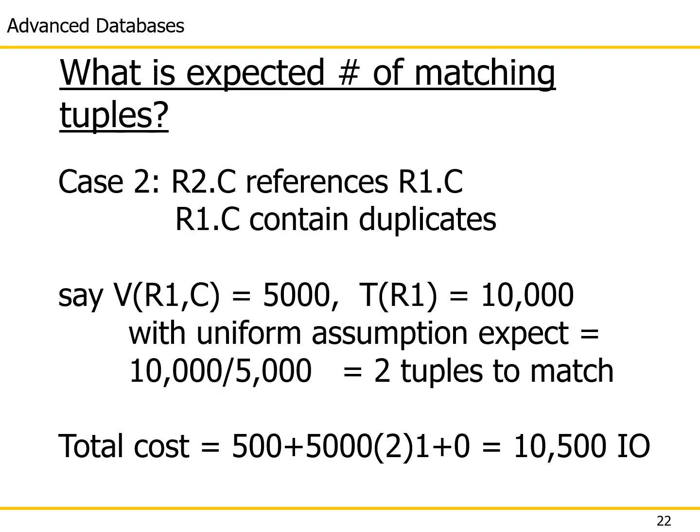Now there is another case. R2.C references R1.C, and R1.C contains duplicates. So R1.C is not a primary key, not necessarily unique. It's not a unique column. It has duplicates. So when I ask the R1.C index for 20, it's not guaranteed that it will tell me there's only one 20. It might tell me there are 2 20s or 3 20s or 4 20s, because there are duplicates.